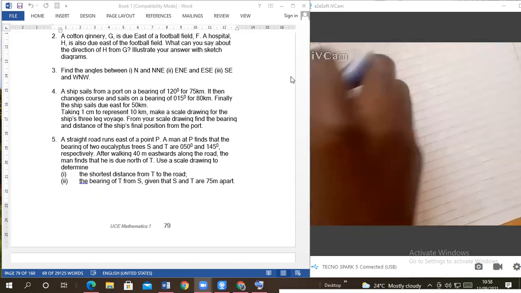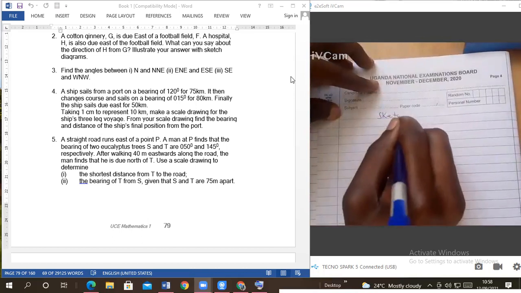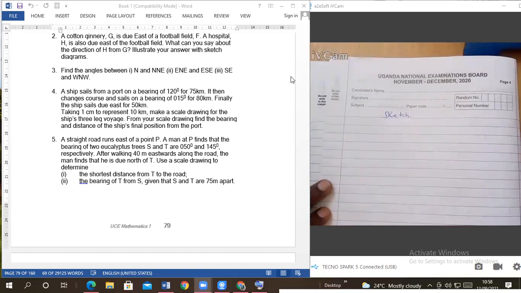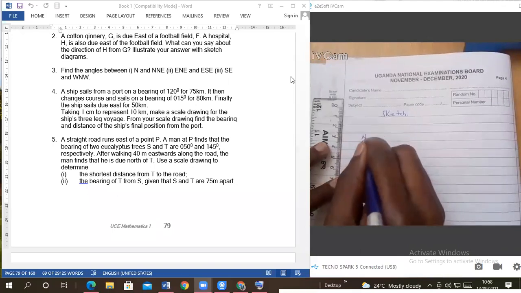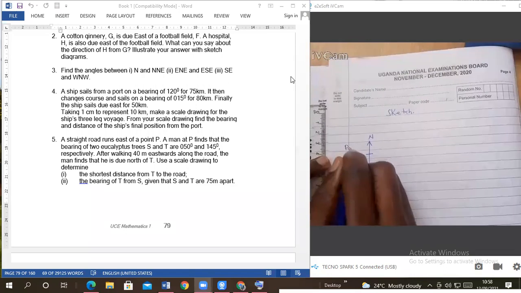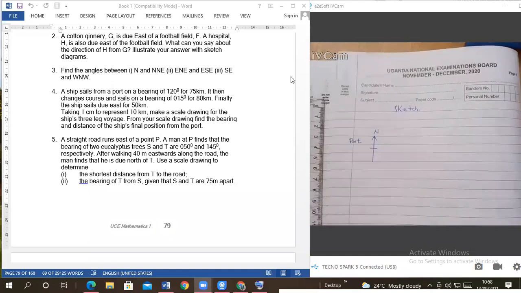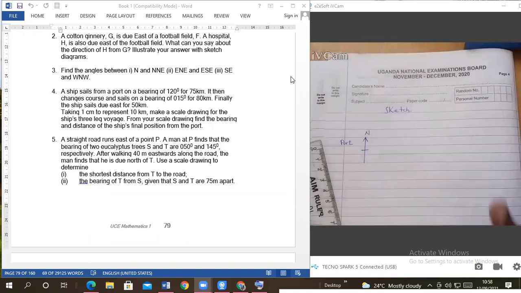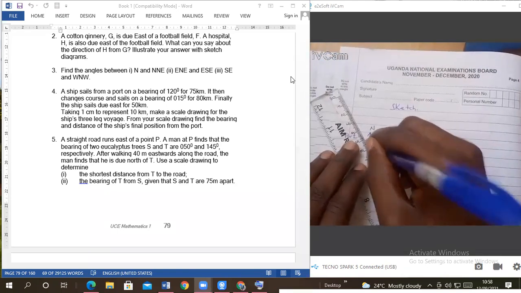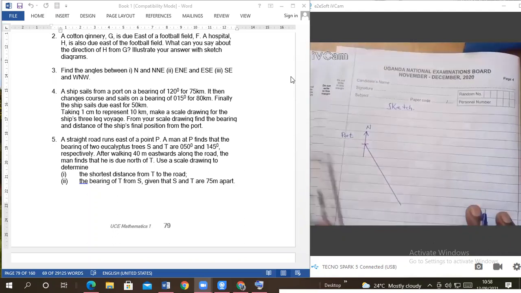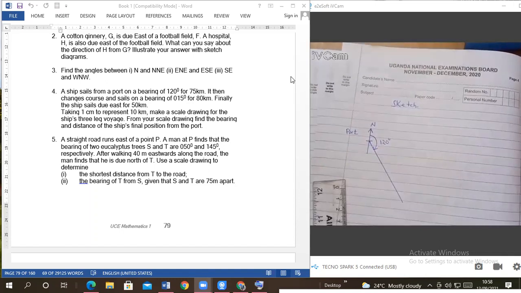Let's make a sketch. So this is the port. Let's start from there. This is going to be our port, and this is north. It says on the bearing of 120. Members, where will 120 be? Is it here or here? 120 is going to be here, not so? Are you seeing that? So the bearing from here up to there is 120 degrees.